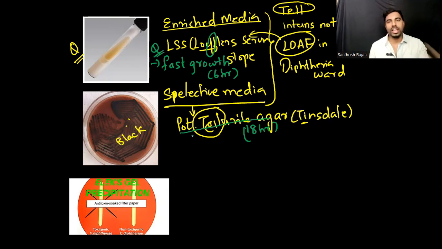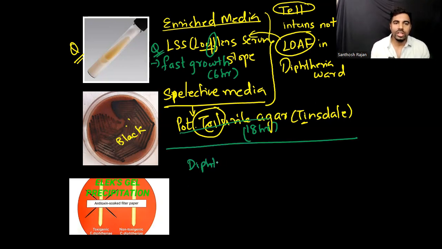Of course, the next day we check whether growth is there in the potassium tellurite, and then we confirm it. Okay, right. Diphtheria is usually mediated by which toxin? It is the diphtheria toxin. So this culture media topic is over now.